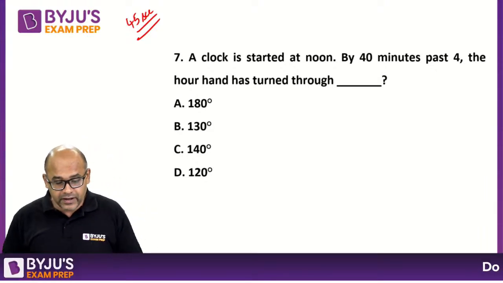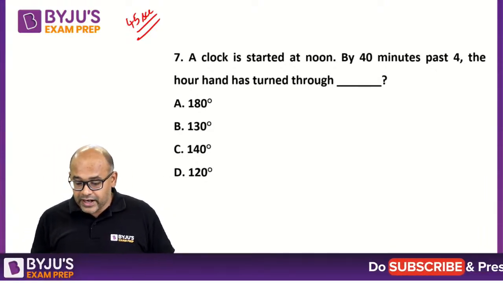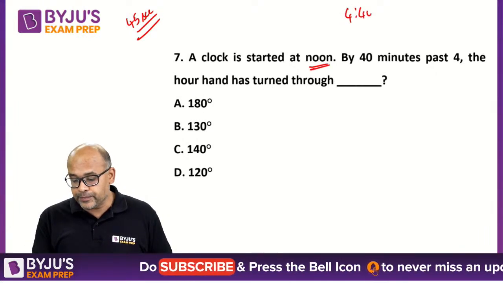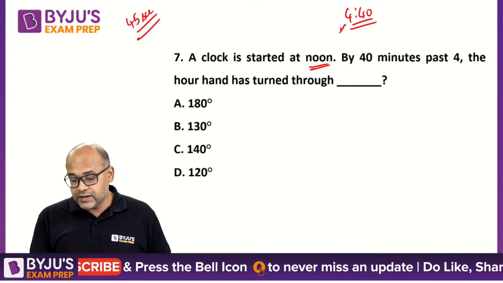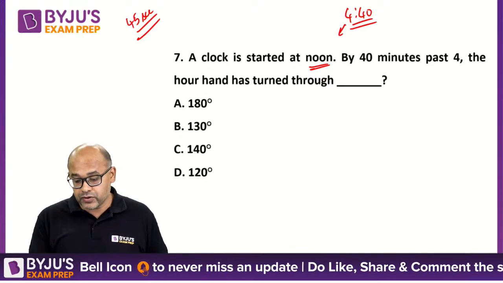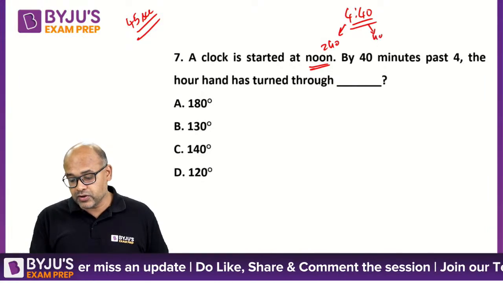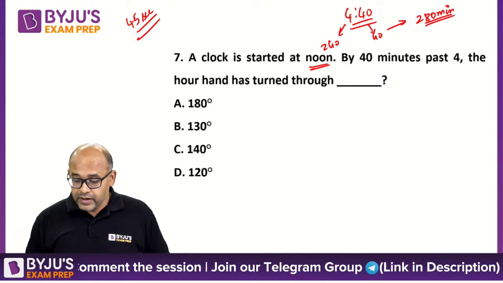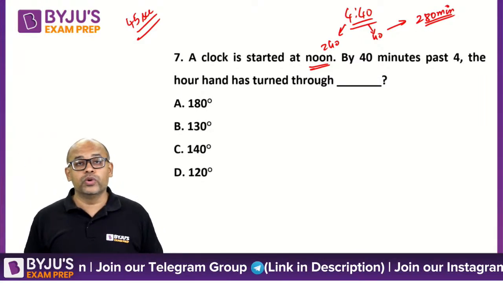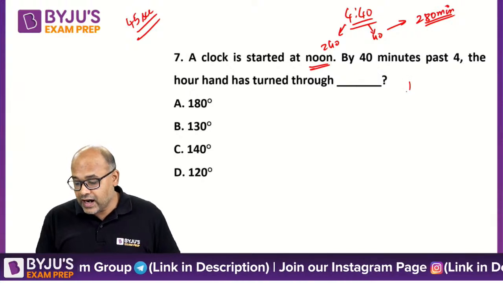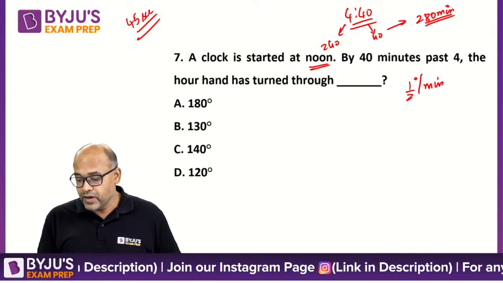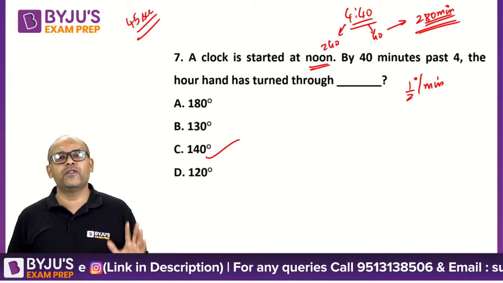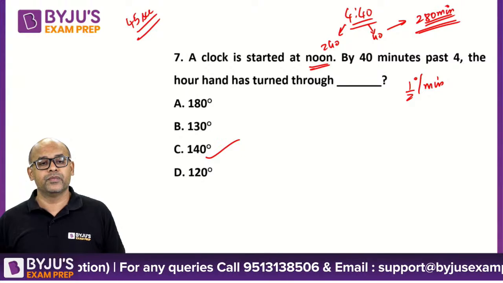Okay, so 45 seconds are done. A clock is started at noon by 40 minutes past 4. So 4:40. So totally how many minutes? This is 6 fours, because 60 minutes per hour. So this is 240 minutes. This is 40 minutes. So total time elapsed is 280 minutes. The hour hand has turned through. Now speed of the hour hand is half a degree per minute. So for 280 minutes, it will turn 140 degrees, straightforward. Nothing to do in this. Okay.